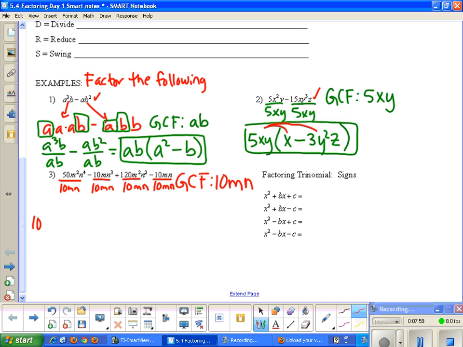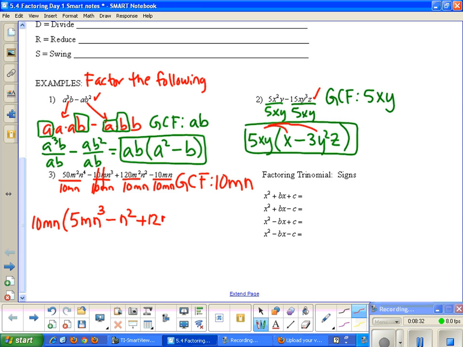And so when we do that, 10mn goes on the outside because we're factoring it out or dividing it out. So factoring is kind of like dividing. And you end up with 50 divided by 10 is 5. M squared over m just gives me 1m. N to the fourth over n to the first, subtract your exponents and you get n to the third. Minus, this would be your 10m and your m's cancel out. So you end up with n to the third over n, which is n squared. And then plus 120 divided by 10 is 12.